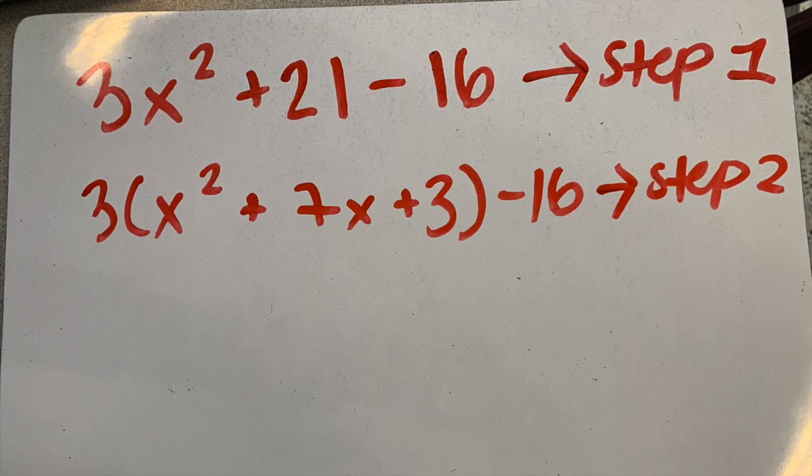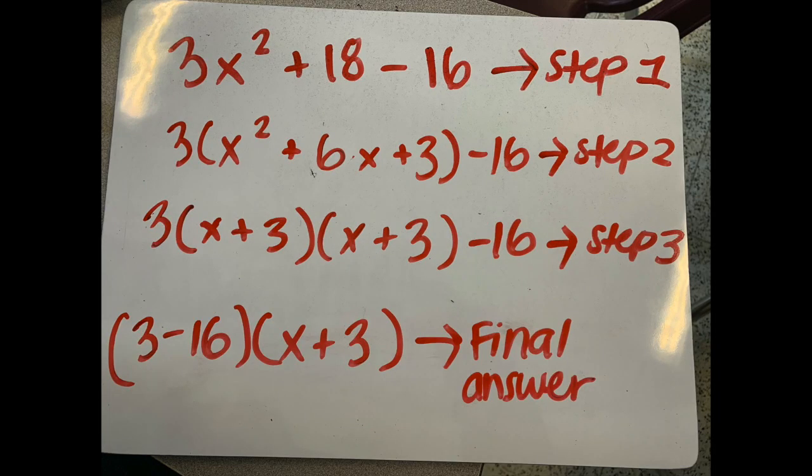Then for step 3, we will use that trinomial that is inside the parentheses and do the same as we did with the grouping. So we will leave the 3 outside, and then inside one parenthesis will go x plus 3, then inside the other parenthesis x plus 3. We can use squared or just leave it like this, and then negative 16 at the end. And our final answer will be in one parenthesis 3 minus 16, and in the other parenthesis x plus 3.